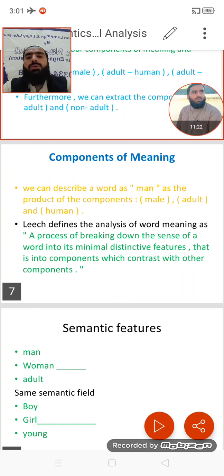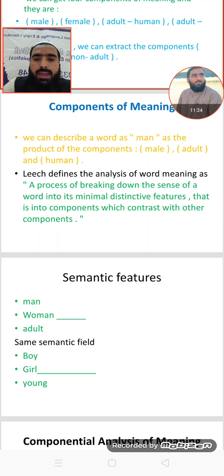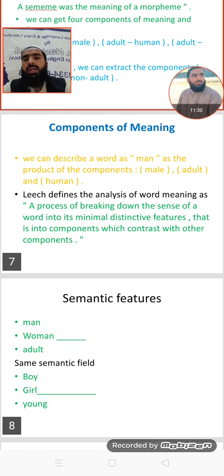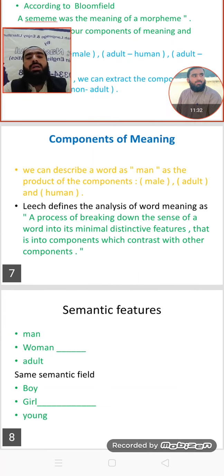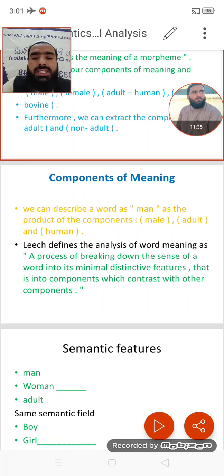So, dear students, why are we doing these things? We want to understand the meaning of words. We are interested in the meaning of words, the components of meaning. We can describe a word like man as the product of components: maleness is there, adultness is there, and human. So the product of these three gives us man. We can describe that man has these three features: male, adult and human.